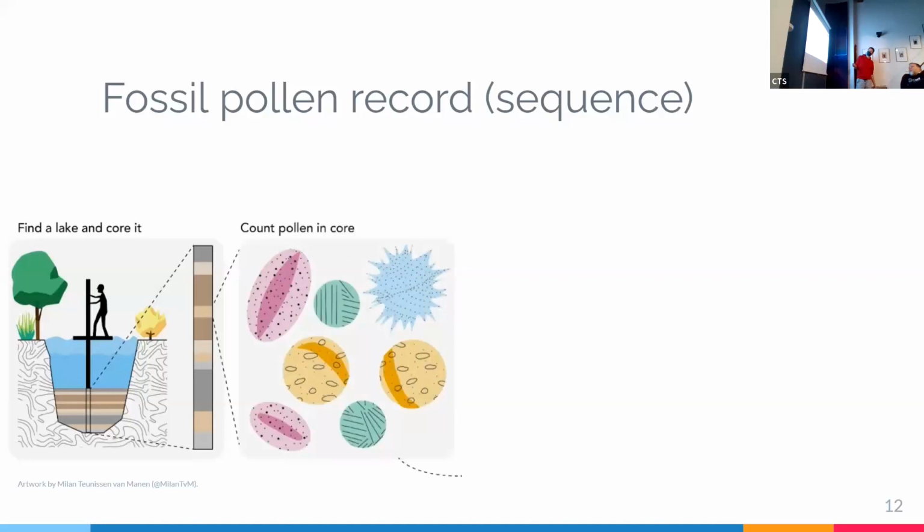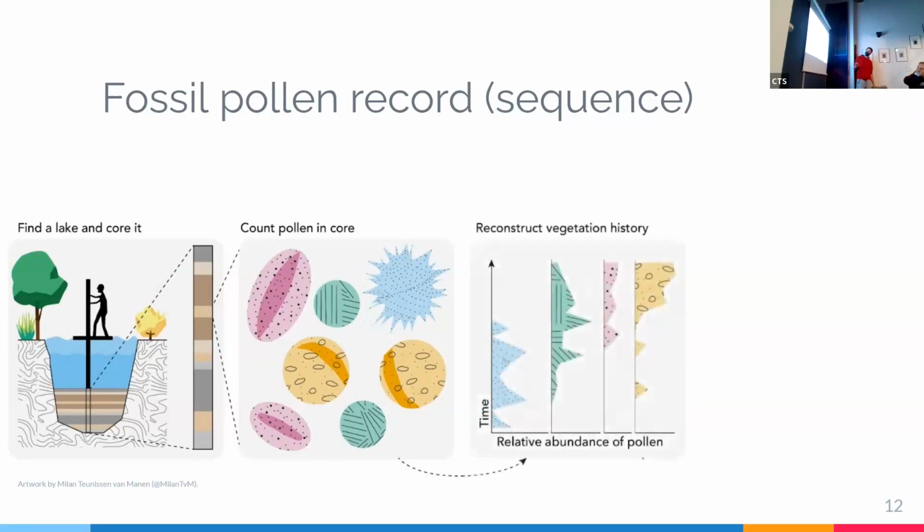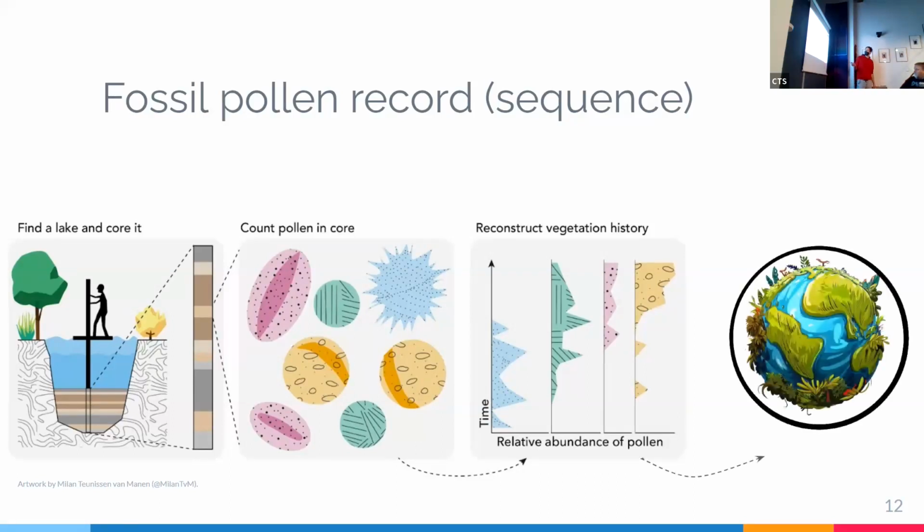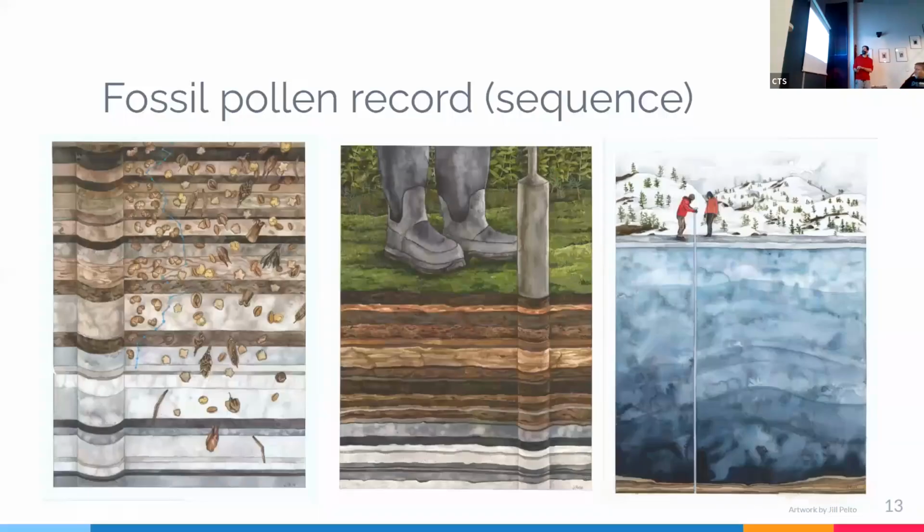So then you can look into these individual layers, and some very skilled palynologists are able to count the individual pollen grains and identify them to species, genus, family as well as they can. And because you have the information about the composition or relative abundance of the pollen, you can reconstruct what was the vegetation history of that place, because this goes in time. And if you have a reconstructed vegetation history, you can say something about the ecosystem, right? Hopefully.